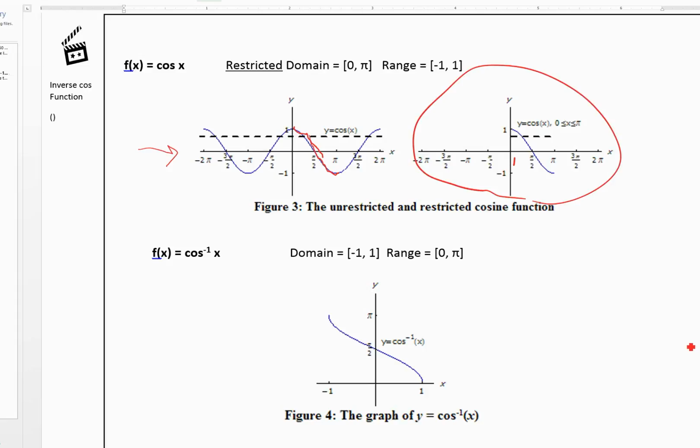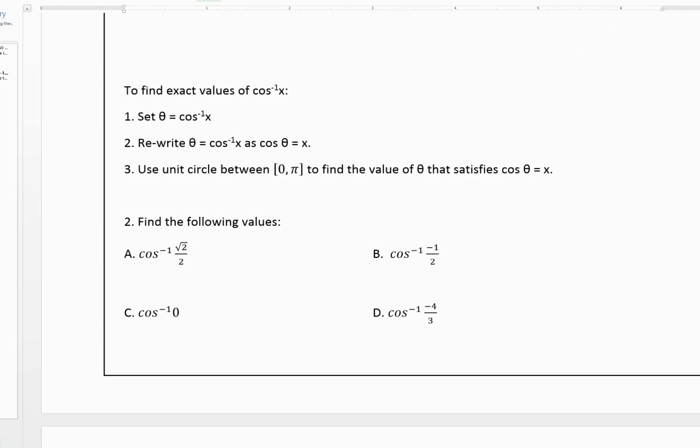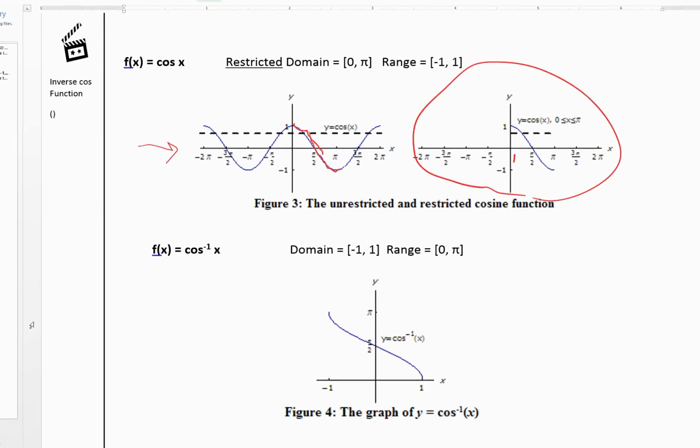Okay, so that's the part of cosine that we're going to restrict to, that we're going to have an inverse on. So cosine inverse of x, remember the domain and the range switch. So the domain is going to be from -1 to 1. You'll be able to plug in any values, including -1 and 1. And the range is going to be from 0 to pi.